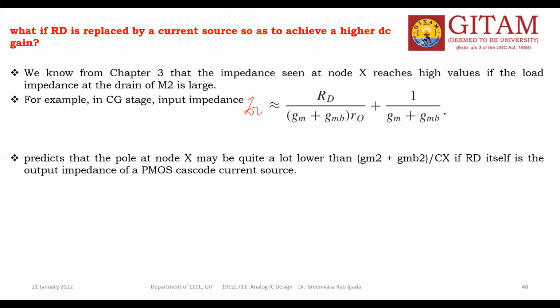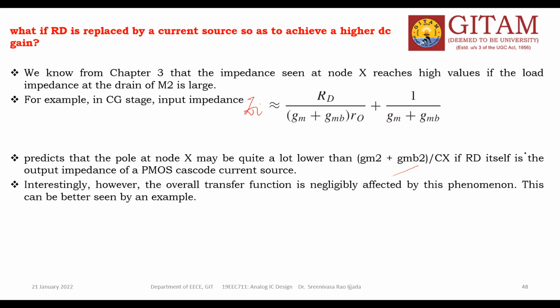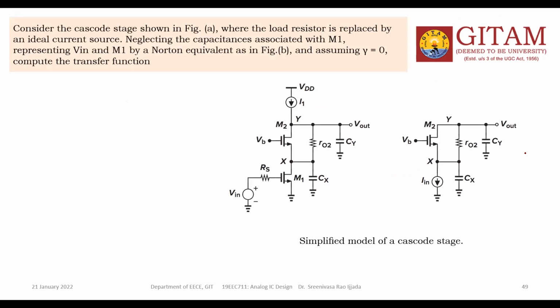From this, you can predict that the pole at node X may be a lot lower, at 1/(gm2 + gmb2) divided by Cx. This includes the body effect. Here RD is the output impedance of the PMOS cascode current source. Interestingly, however, the overall transfer function is negligibly affected by this phenomenon. This can be better seen with an example, so let me show this example.